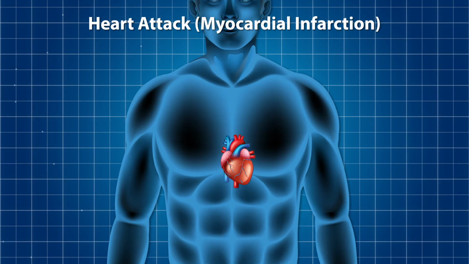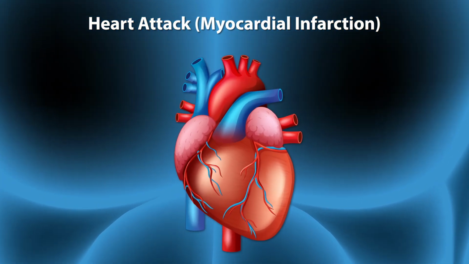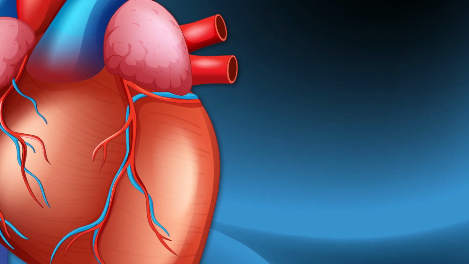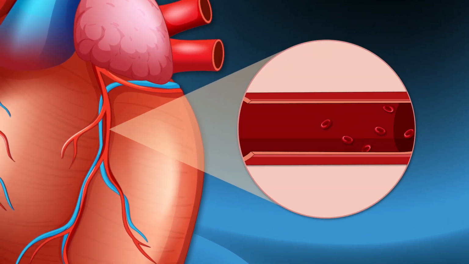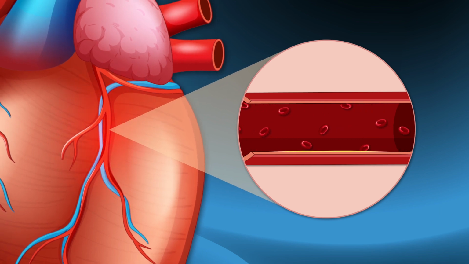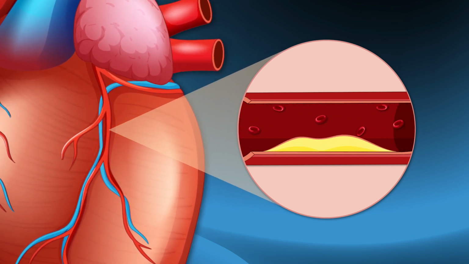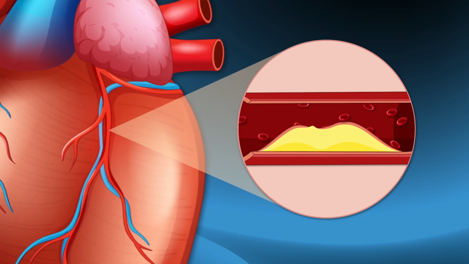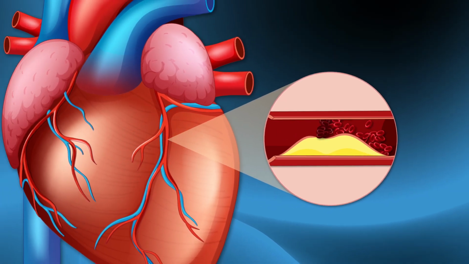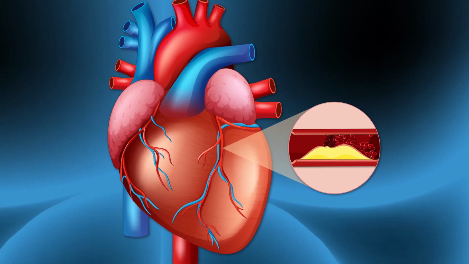Step 3. Perform chest compressions. Place the heel of one hand on the center of the chest between the nipples. Place your other hand on top and interlock your fingers. Keep your arms straight and position your shoulders directly above your hands. Push hard and fast. Compress the chest at least 2 inches deep at a rate of 100 to 120 compressions per minute. That's about the tempo of the song Stayin' Alive. Allow the chest to fully recoil between compressions.